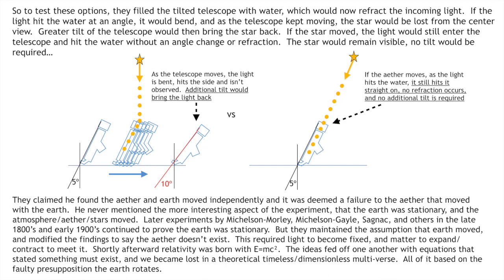And shortly afterward, relativity was born after a Lorentz contraction with an E equals mc squared equation that everyone is so fond of. These ideas then fed off one another with equations that stated something must exist, and therefore it did exist shortly thereafter, and we became lost in a theoretical, timeless, dimensionless multiverse. All of it based on the faulty assumption and presupposition that the Earth rotates.